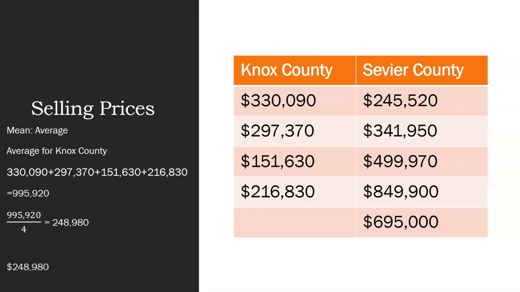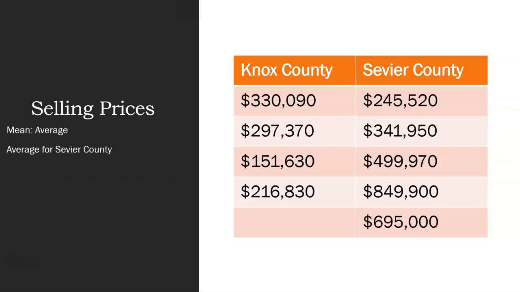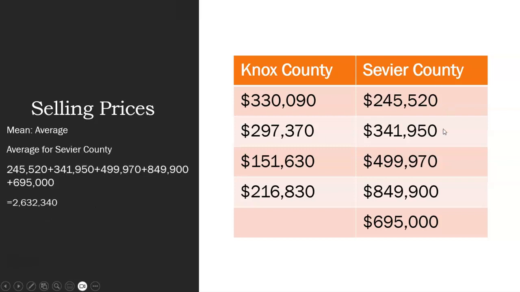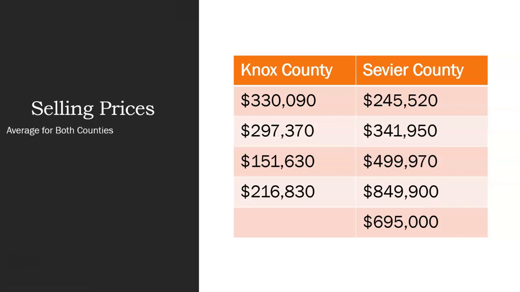Then for your average for Sevier County, you would add up your 5 sets of data, and you would divide by 5 since there's 5 sets for Sevier County. This would leave you with $526,498 for your average for Sevier County.